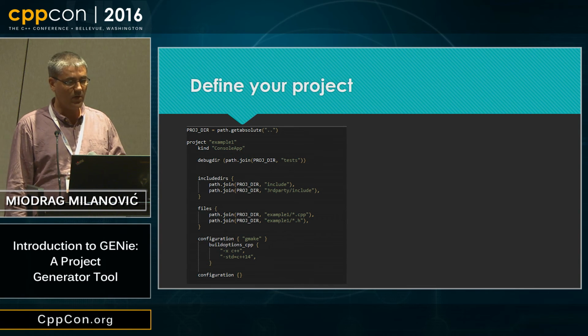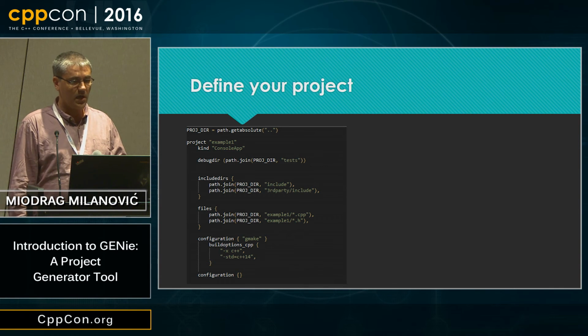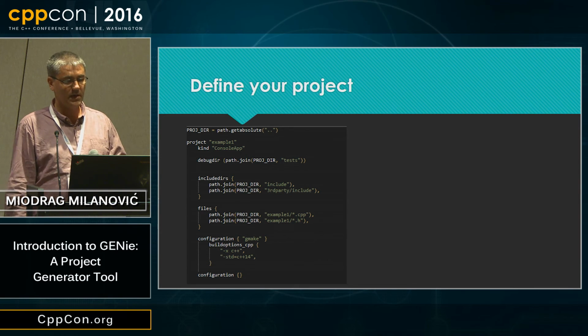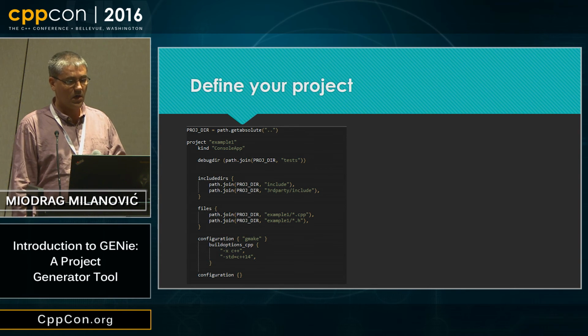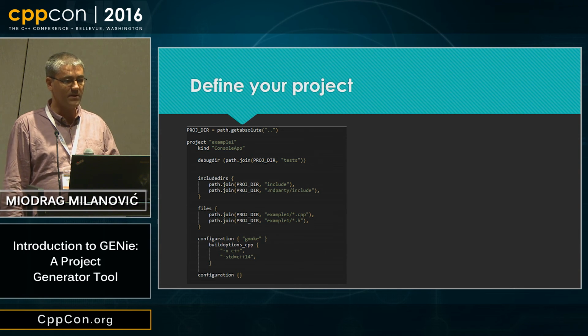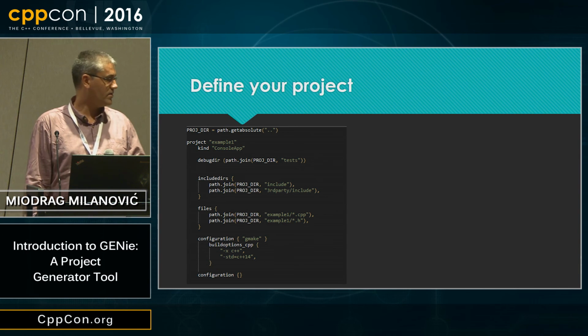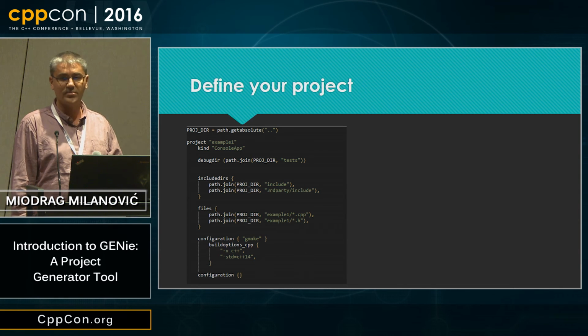Here is an example of a simple project, which is a console application. You can see here a project directory as a variable. This is all Lua, so you can easily extend whatever you need. You have a definition of includes, which you would like to use. You have files there, and you have a specific rule for the configuration for GMake, which gives you, for example, here C++14 only.